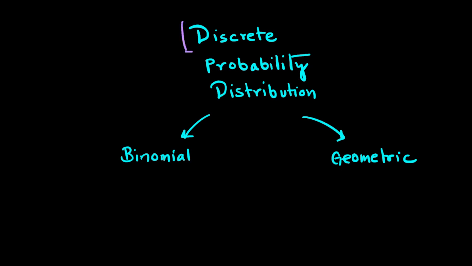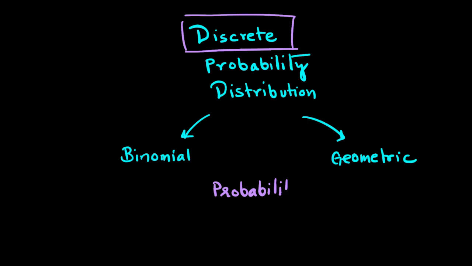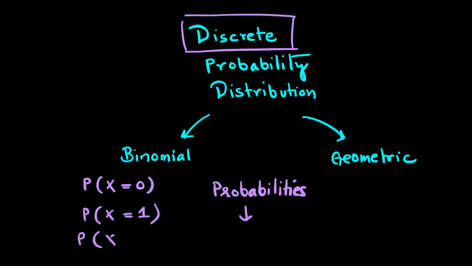Now, why are they called discrete probability distribution? Because we calculate probabilities based upon individual values. What is the probability X is equal to 0? What is the probability X is equal to 1? What is the probability X is equal to 5? These are some examples of binomial distribution.